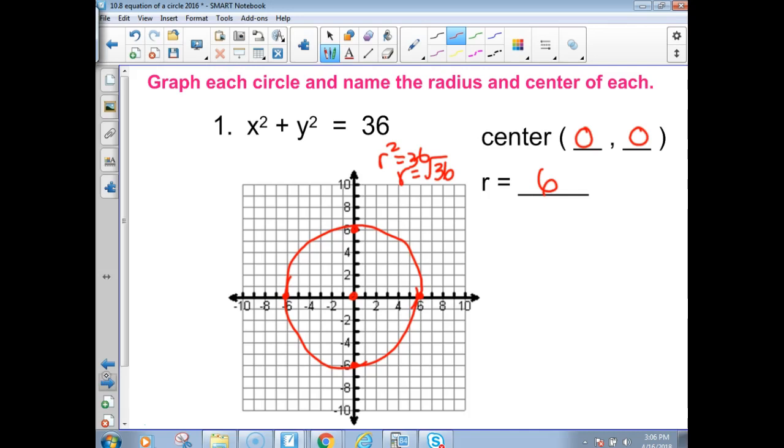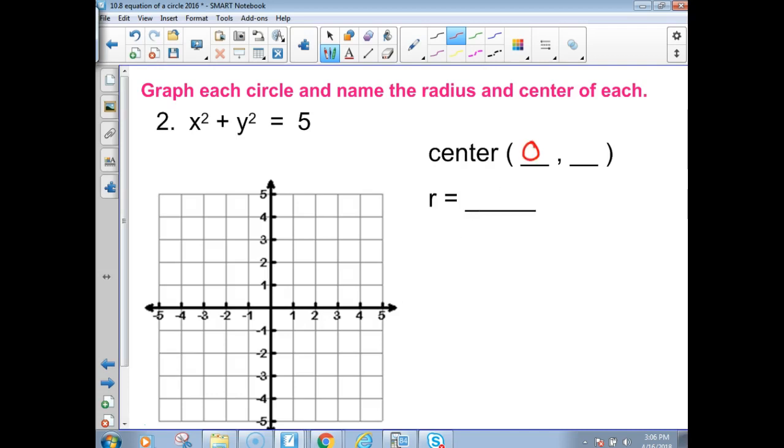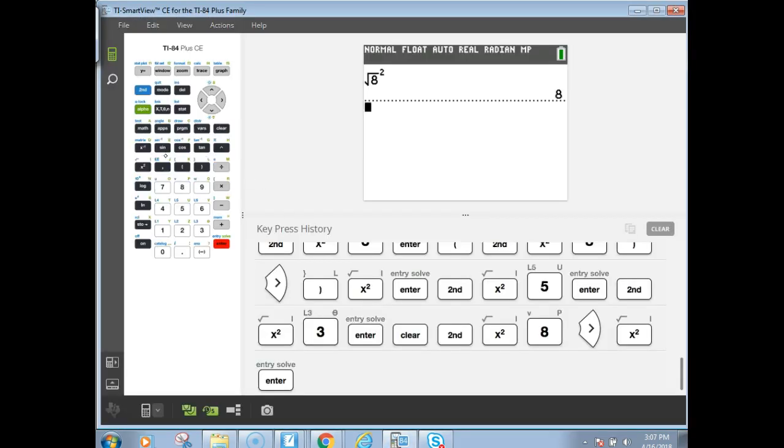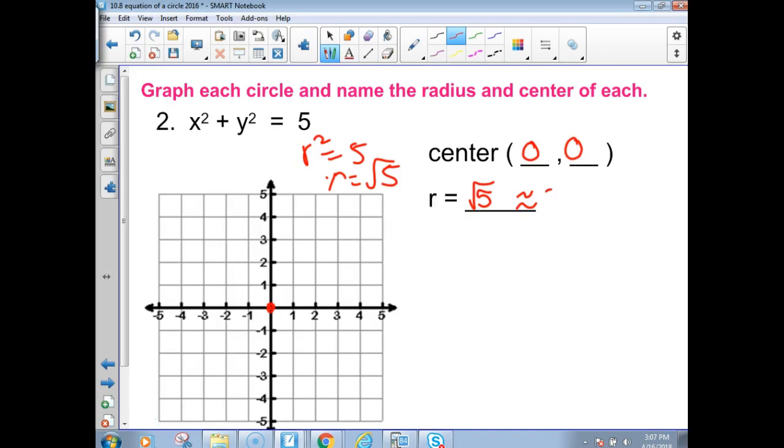Quick enough, I think. Number 2. Uh-oh. Got a center at (0, 0). What's that radius? Well, r squared is 5, and we have to take the square root of 5 then. We're going to need to know about how big that is so we can plot it. So we grab the calculator and we go second, x squared, and we put in 5. We get the square root of 5 is 2.24, which is almost 2 1/4. So it's going to be a little past the 2, above, below, right, and left.